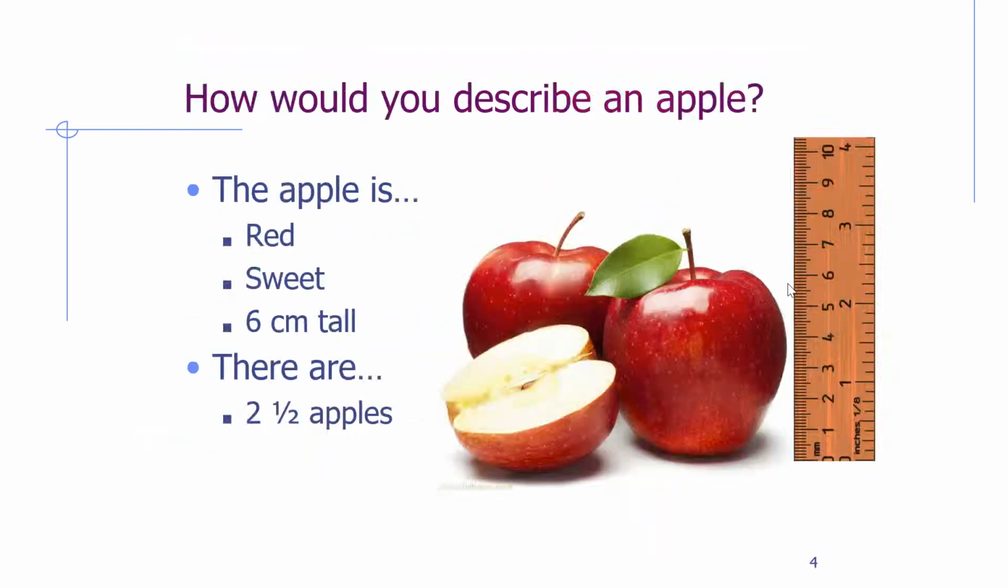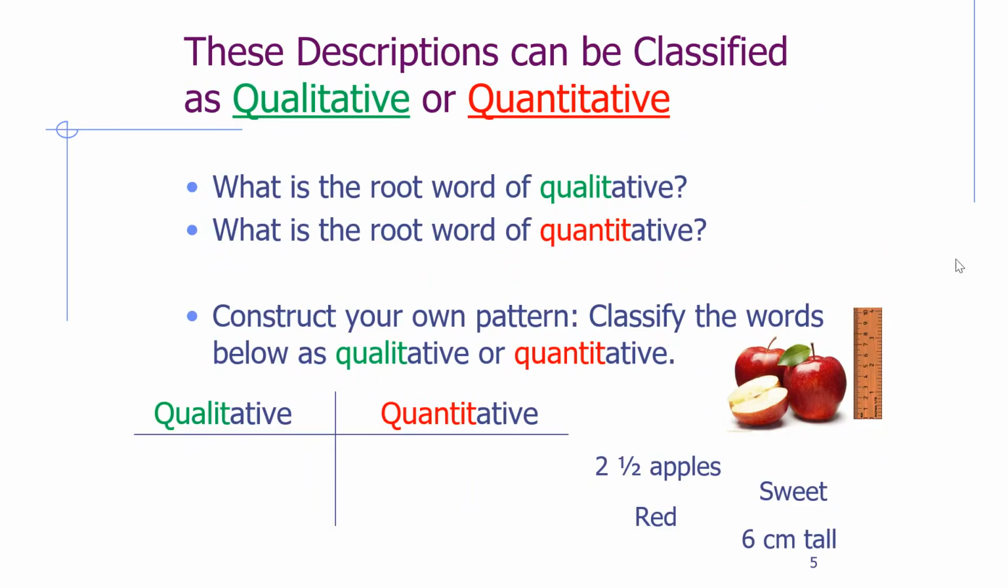Or you could say that they maybe had a stem. One stem had a leaf. You could make a comment about how one is cut in half and you can see seeds. There are a whole lot of different ways you can describe these apples. These descriptions will be classified as either qualitative or quantitative. To do that, we're going to look at the root word of qualitative and quantitative.